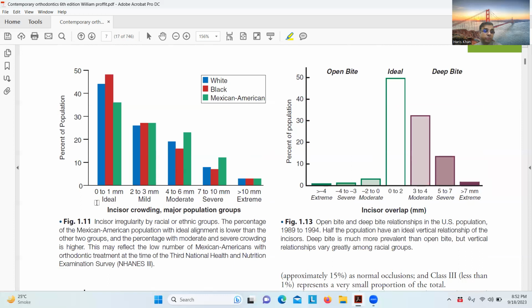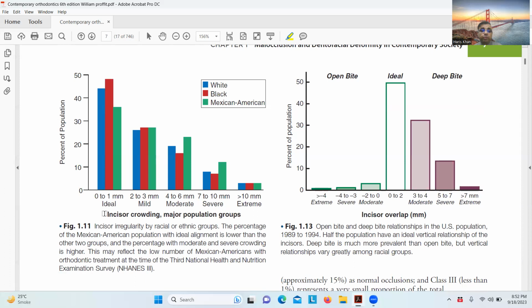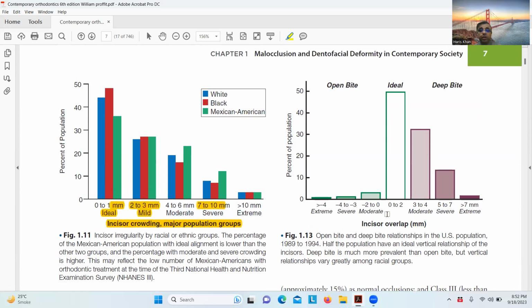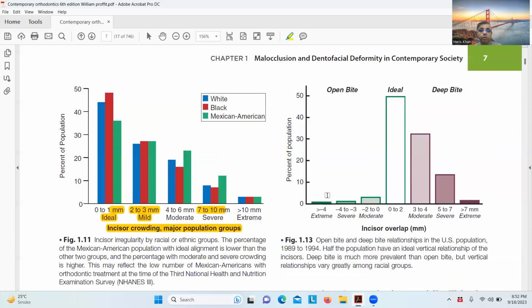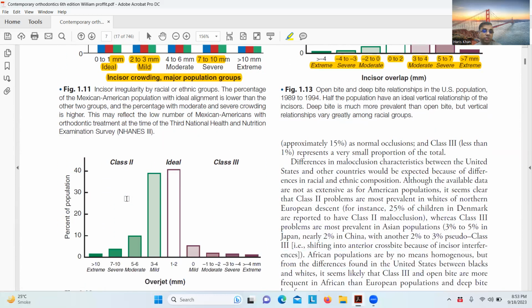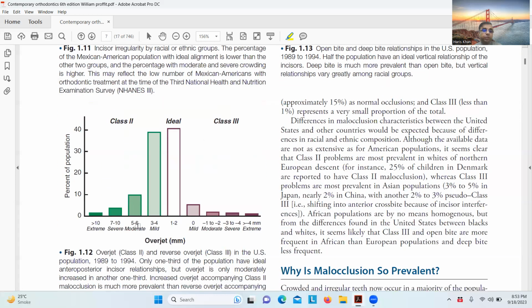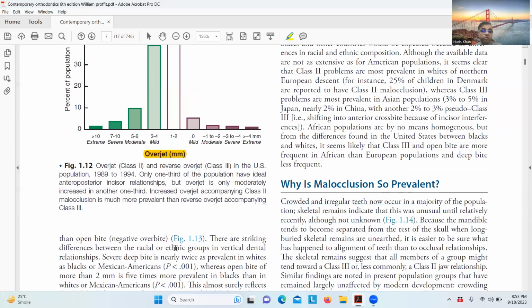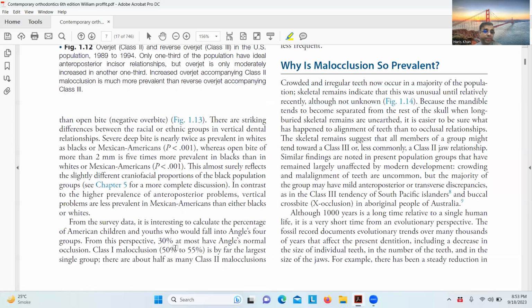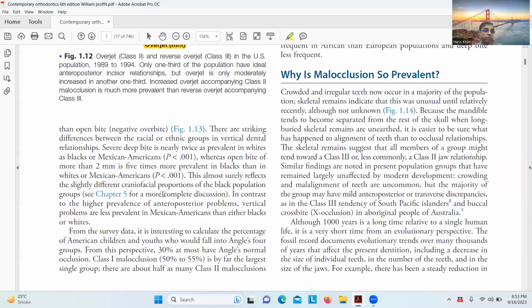So again, like what we went through in this classification, I'm highlighting it again: mild, moderate, severe. Again, here we have this classification for open bite versus deep bite, that is important. Classification for overjet, that is important, right? Nothing else is important in these paragraphs.